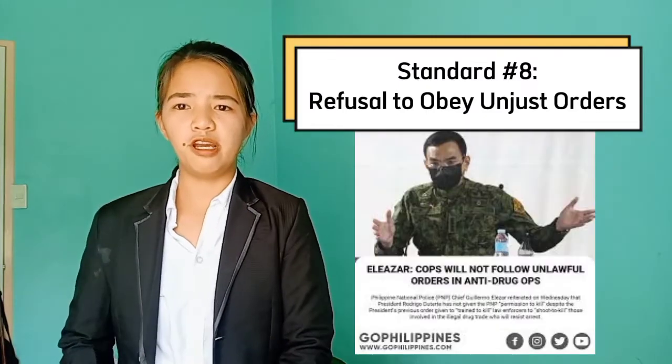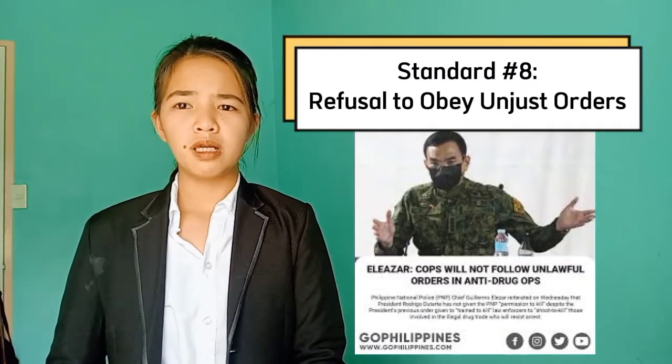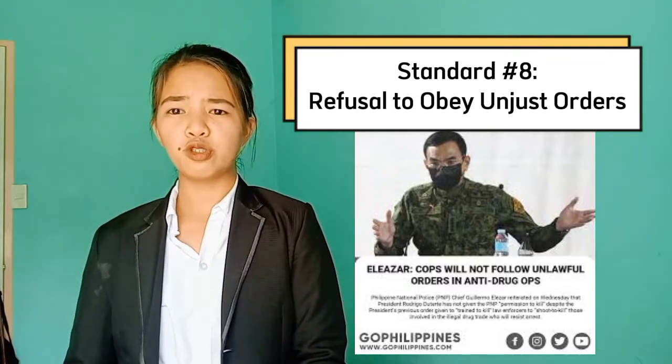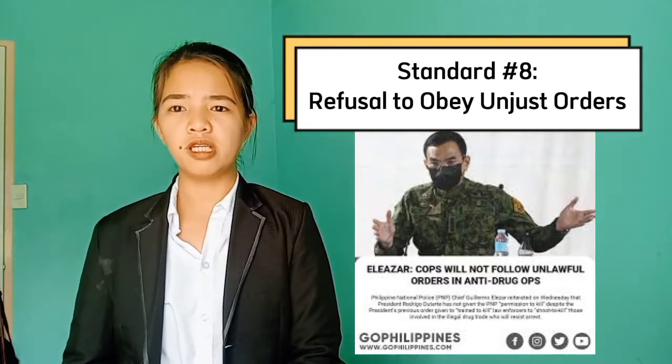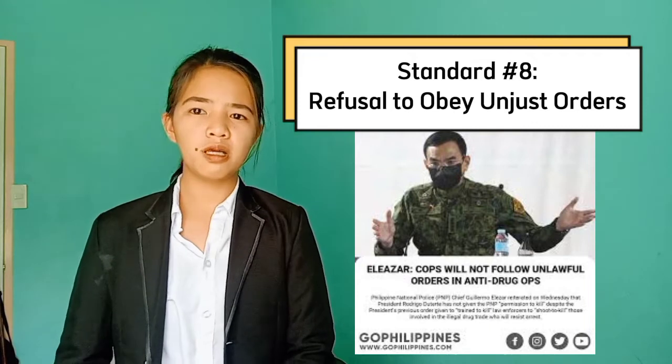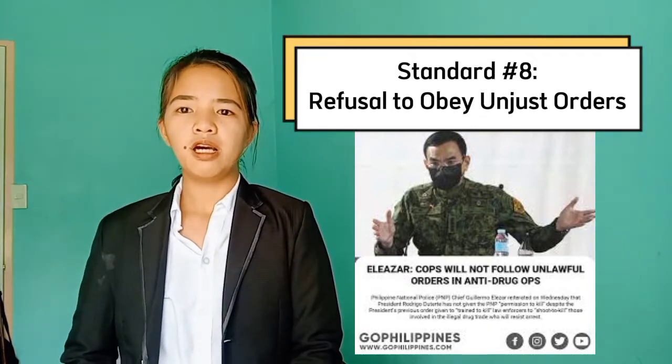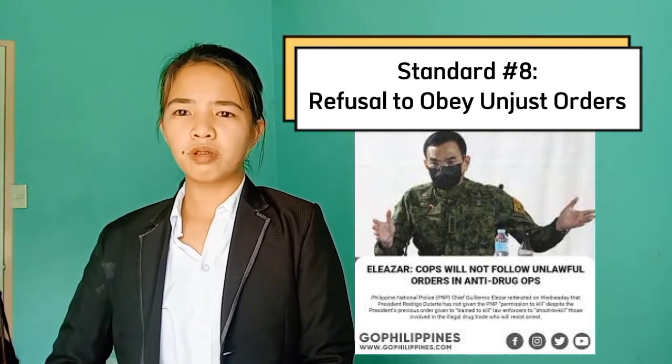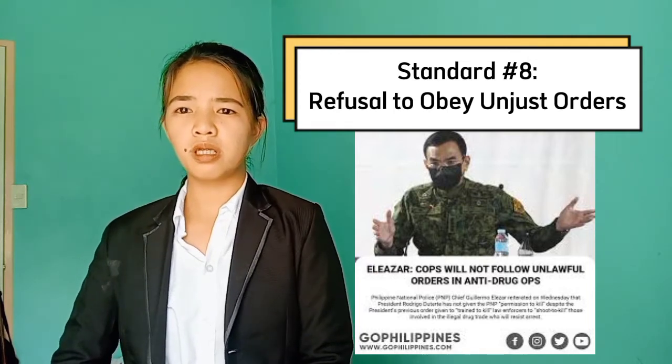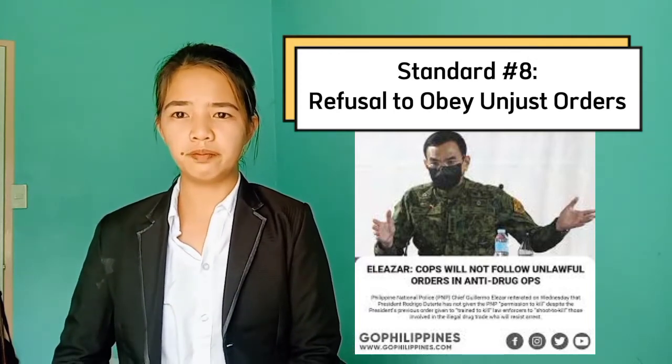Refusal to obey unjust orders is standard number 8. A police personnel or a law enforcement personnel must be consistent with his lawful actions and the protecting of the public. They must not carry out unlawful orders and must refuse to do the order.